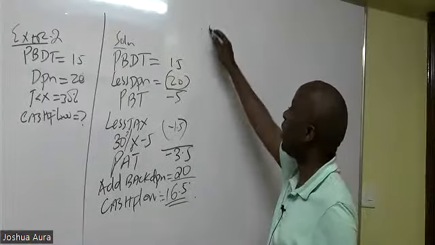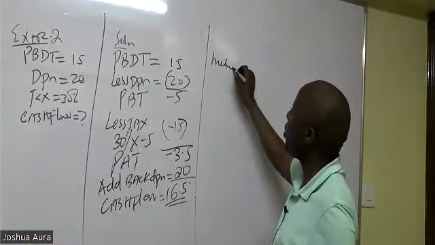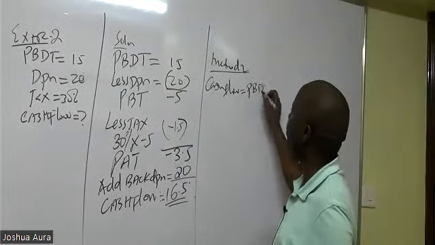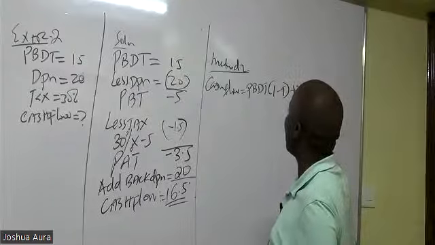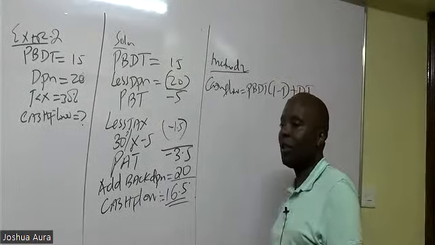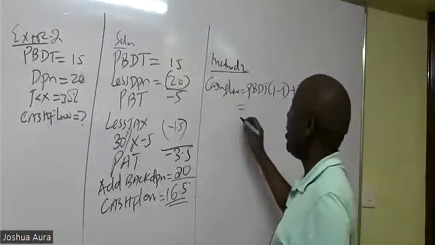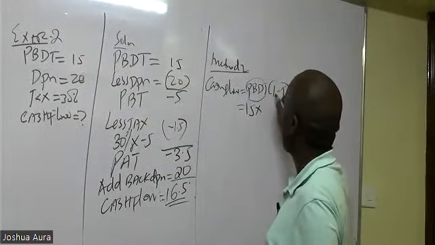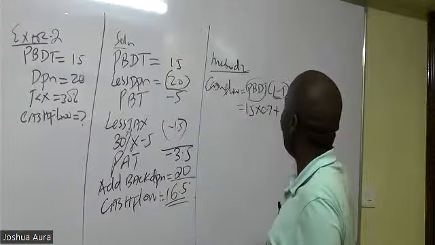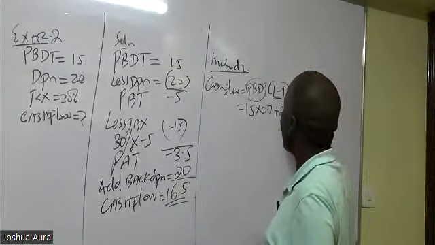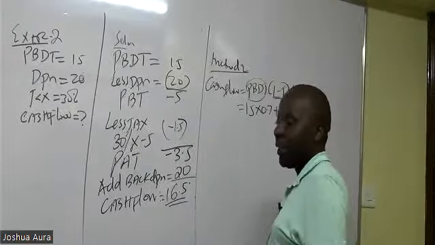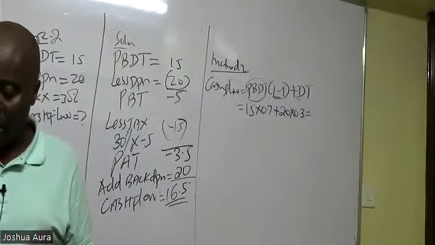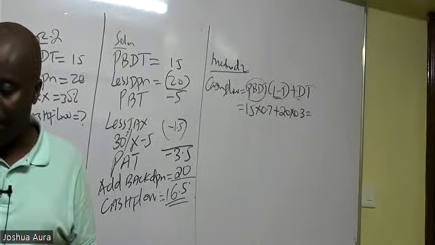And don't forget, ladies and gentlemen, that method 2, just in case you would wish to use it, is that you could have also decided to say that cash flow equals profit before depreciation and tax times 1 minus tax, plus depreciation tax shield. So here we have 15 times 1 minus tax, which is 0.7. Depreciation is 20 times tax itself, which is 0.3. So in that case, you'll be able to get that answer.